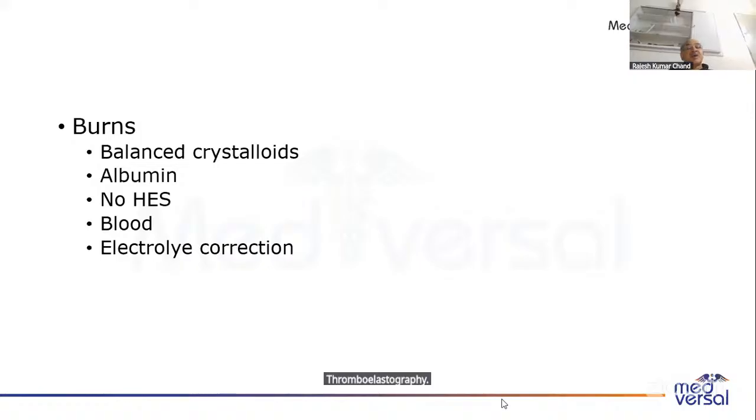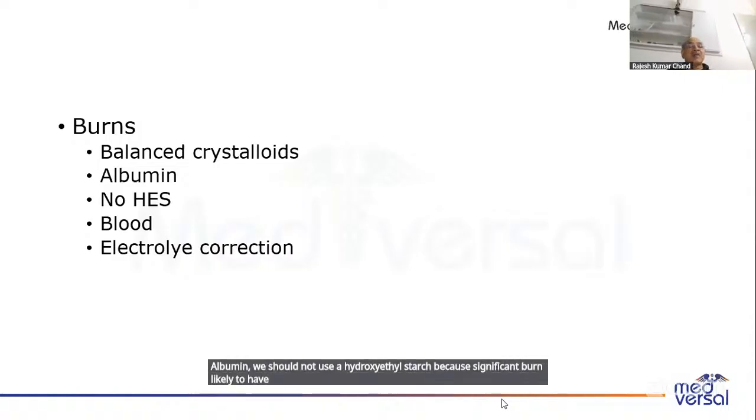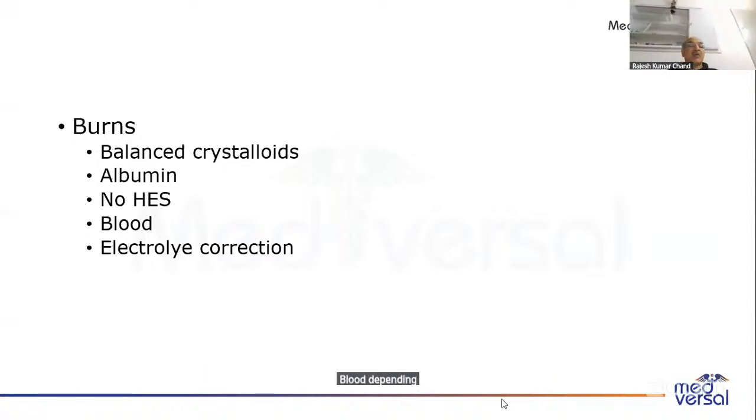For burns patients, we need to use balanced crystalloids and albumin. We should not use hydroxyethyl starch, because a significant burn is likely to have impaired kidney function and kidney injury. Blood depending on their hemoglobin, and correction of electrolytes.